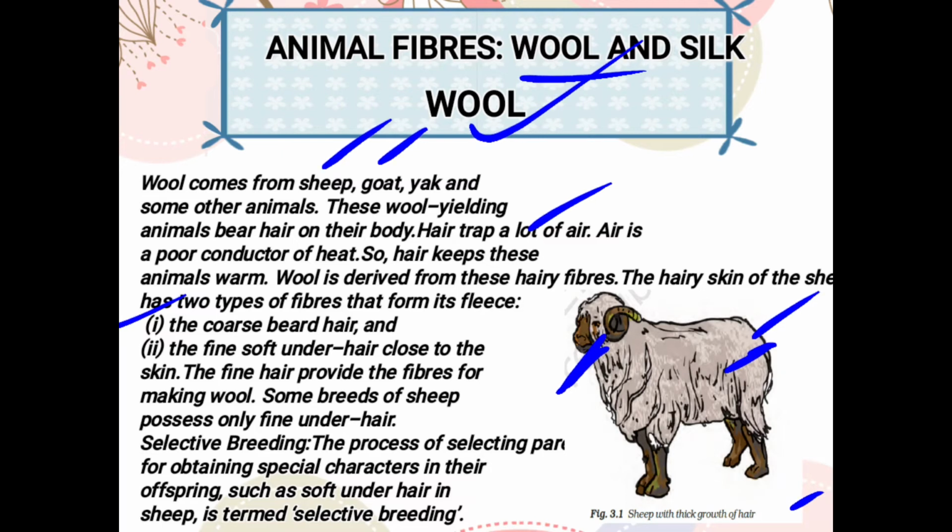So see children, there are different kinds of sheep. They have different kinds of hair. Some kinds of sheep have coarse hair, but some kinds of sheep have fine hair. But the fiber made from fine hair is of very good quality, and it is sold in the market at a good price also. So people demand the fine soft hair more. That's why they are doing this process, selective breeding.